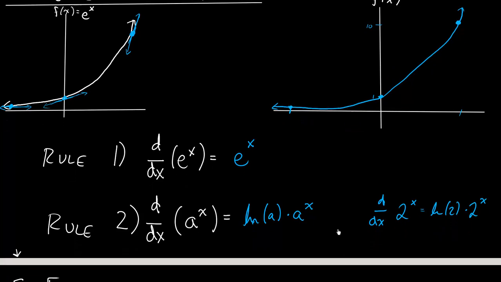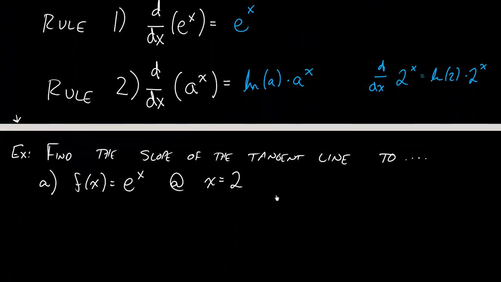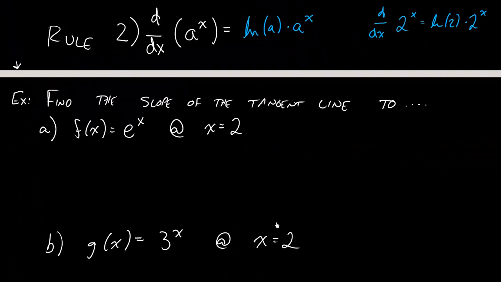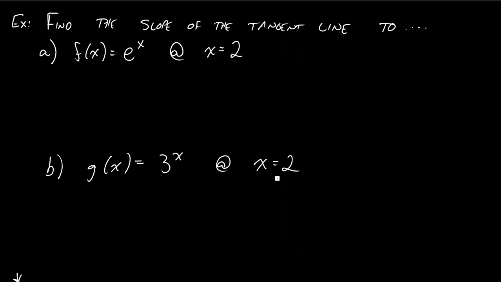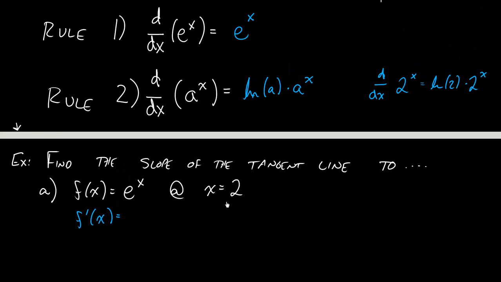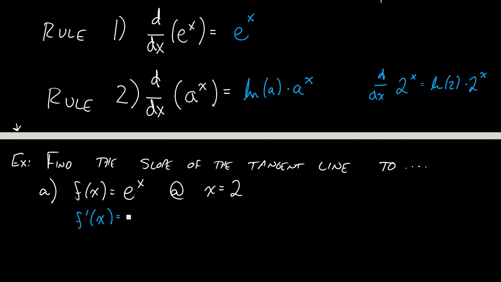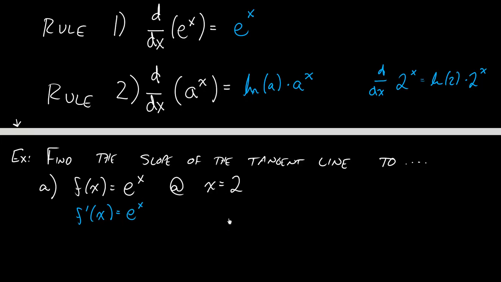So let's do an example down here where we talk about tangent lines, just so we can get a little intuition for what these formulas can give us. For the first problem, we want to find the slope of the tangent line to e to the x at x equals 2. So what do we do to find that out? Well, first thing is f prime of x is equal to what? Using our formula, we know that the derivative of e to the x is actually just e to the x. It's the same thing.